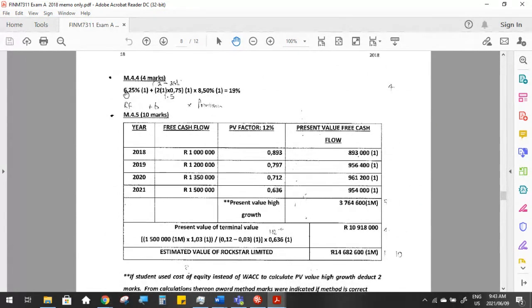So 6.25, RF stayed the same. We have now changed our beta from 2 to 1.5. And the market premium had to change to 8.5, and then just recalculate CAPM.